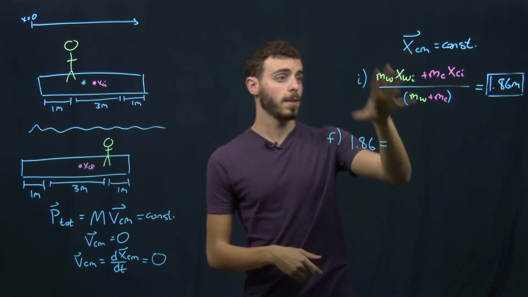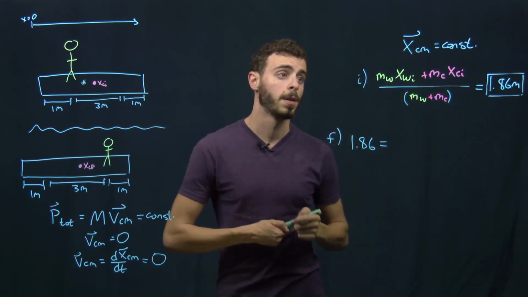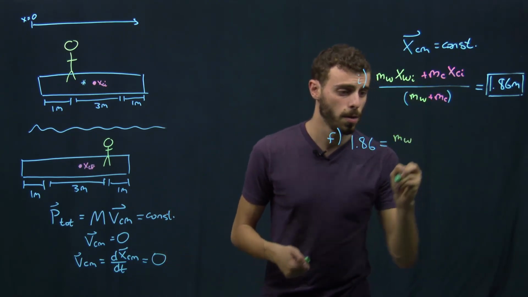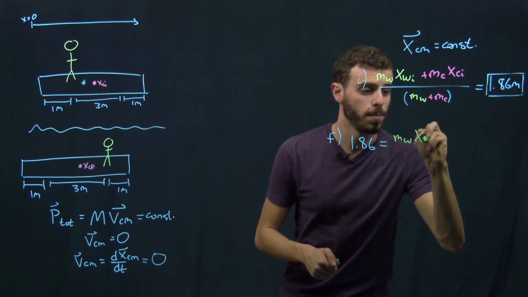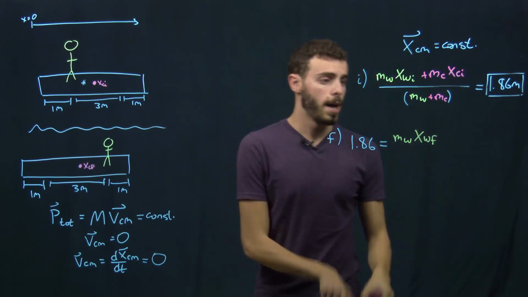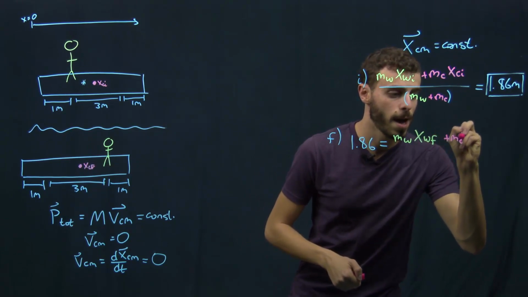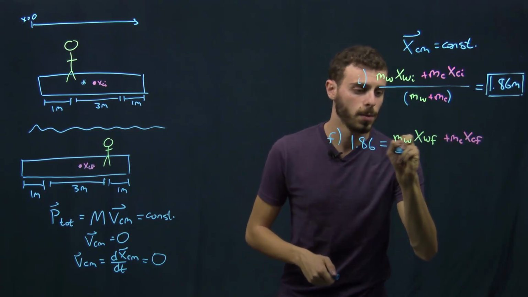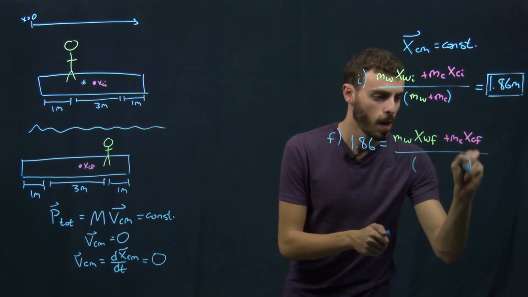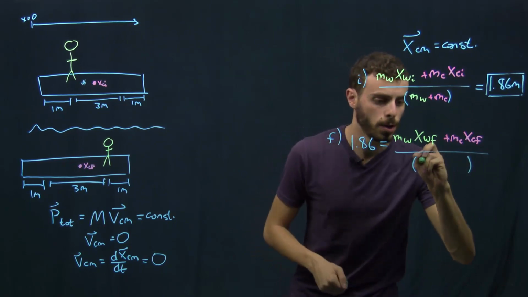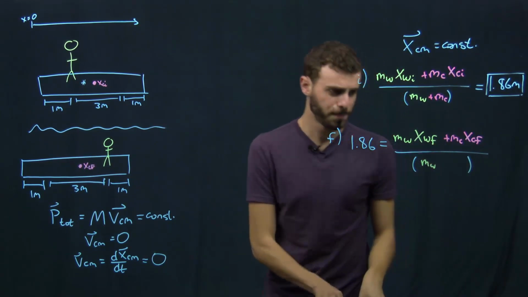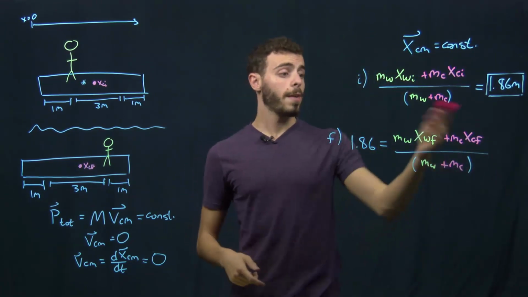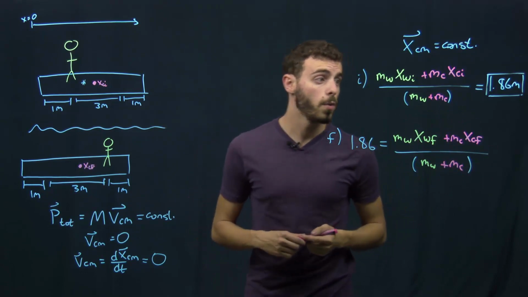So we're going to play the same game here. We'll set up the same relation, but now our positions have changed. So we still have the mass of the woman, and in this case now we want the position of the woman final. And again, same with the canoe. We have the same mass, but the canoe final position will now be different. All of this will still be divided by our same total mass, which is just mass of the woman plus mass of the canoe. So now we have this relation, and we can set it equal to our known center of mass.